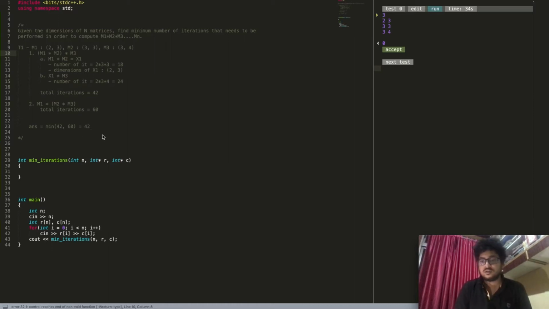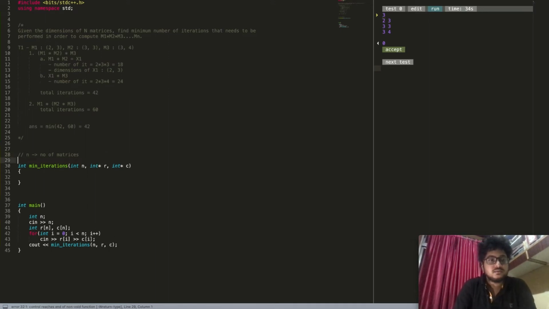Now let's get into the coding part. Formally speaking, we have to complete this function minIterations over here. This function takes in some inputs. The first input is an integer n that denotes the number of matrices, belonging to arrays, that is array R and array C. They actually represent the dimensions of the matrices. For example, Ri comma Ci represents the dimension of the ith matrix.